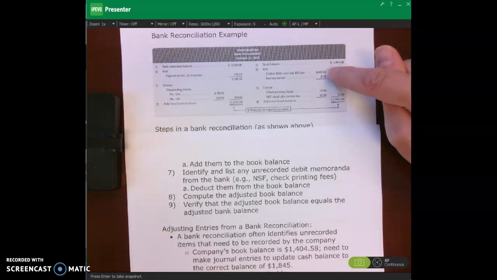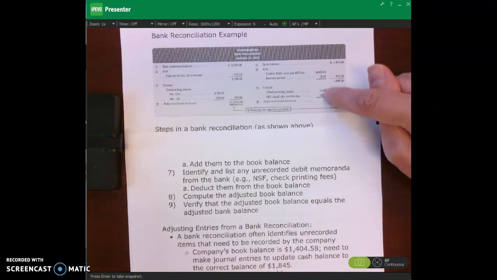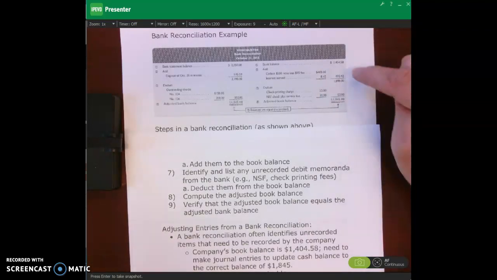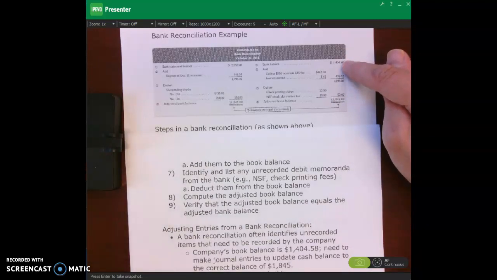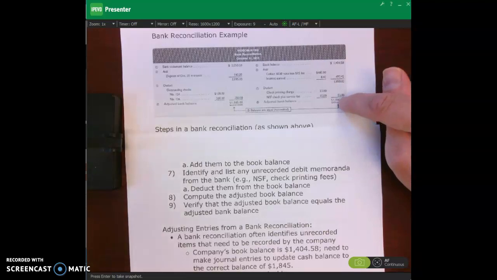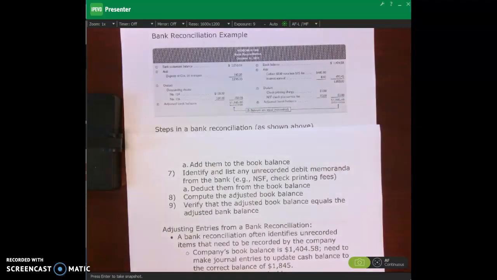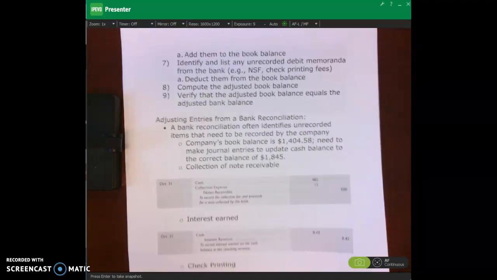Now, when you look over here at these adjustments to our book balance, we have to do journal entries, right? Here we have to debit cash, here we have to credit cash, okay? So we have to do some journal entries to get our book balance in the general ledger equal to our adjusted book balance, which is the same as our adjusted bank balance. And let's look at those journal entries.